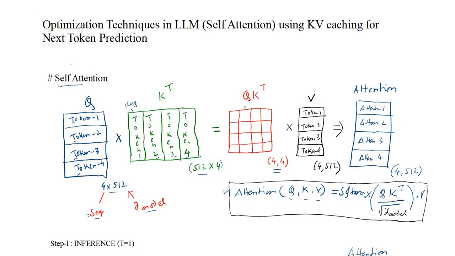Obviously we will do a softmax on top of this, correct, and multiply with V, which has tokens 1 2 3 4. So the dimension is 4 into 512. So finally, what is the inner matrix? 4 and 4 will get cancelled, so the final dimension is 4 cross 512, which provides the attention output for tokens 1 2 3 4. Clear? Now let's come to the inference.